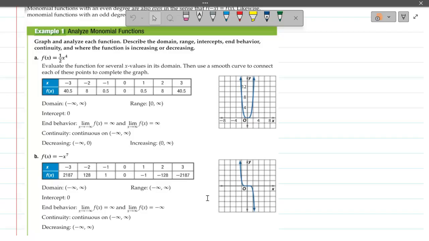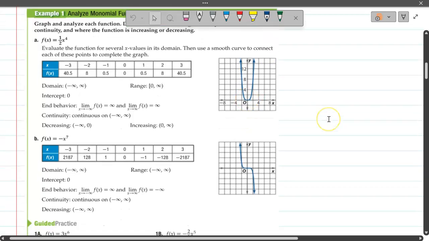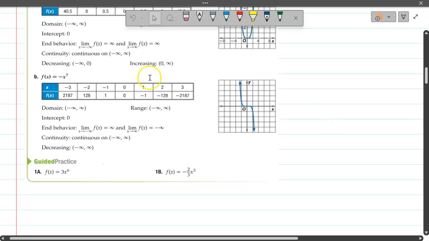So for the first one, they ask us to graph it, and you can see that the domain goes to the left forever and to the right forever. It has a range of 0 to infinity. The x-intercept and the y-intercept are 0. As x goes to the left, the graph goes up. As x goes to the right, the graph goes up. It is continuous everywhere. It is decreasing from negative infinity to 0 and increasing from 0 to infinity. You can look through example B also.